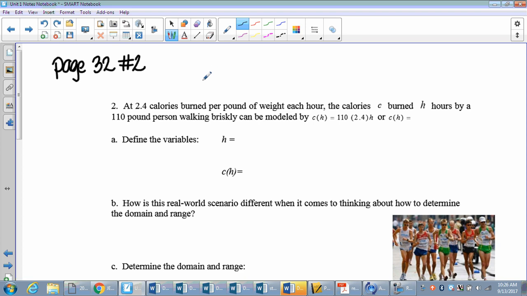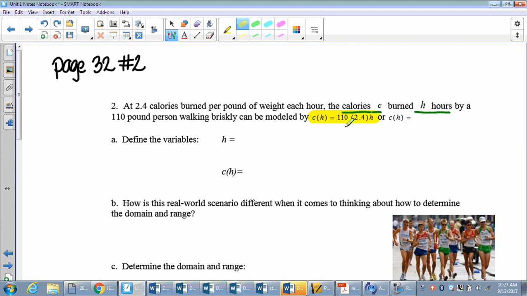At 2.4 calories burned per pound of weight each hour, the calories C, so I'm going to underline that, defines a variable for me, burned H hours by a 110-pound person walking briskly can be modeled by, and check it out, it gave me a model, so I'm going to highlight it. C of H equals 110 times 2.4H. Notice it gives us a space here. It says, or C of H equals. So it's asking us, is there something we can do here?